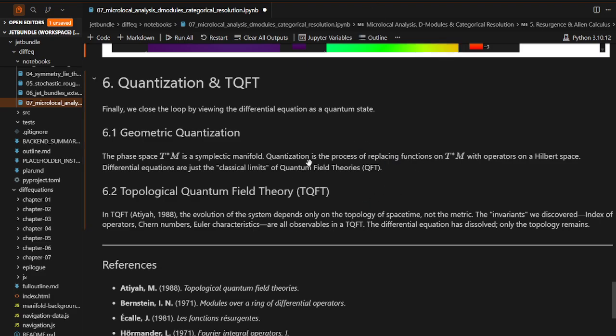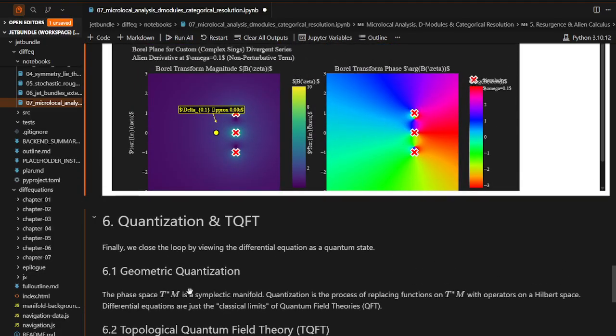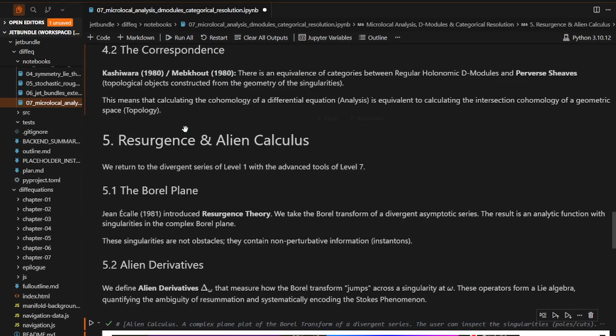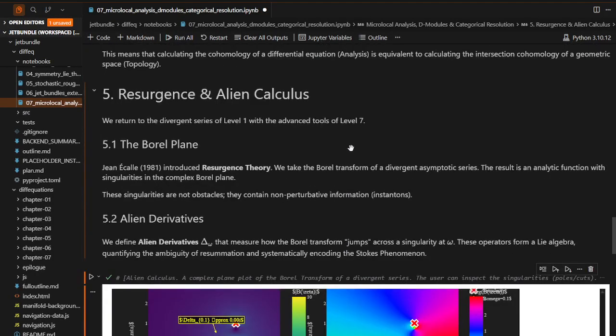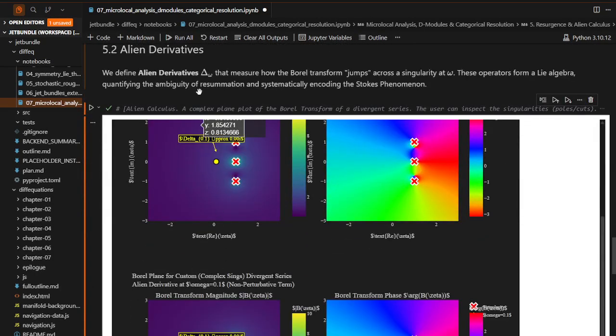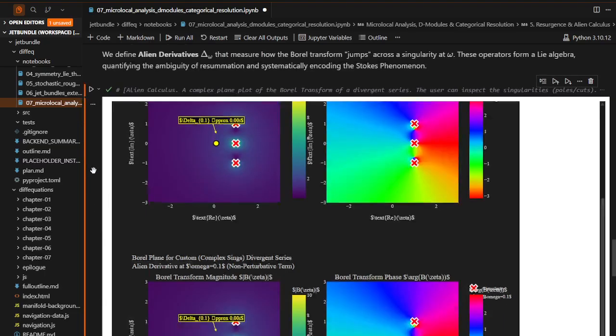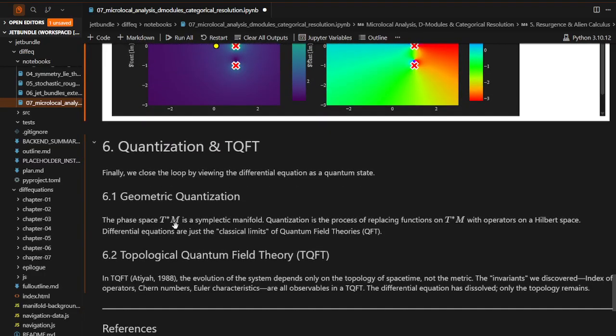So we've gone from jet bundles to perverse sheaves, again to topological quantum field theory, and this makes analysis become topology become physics.